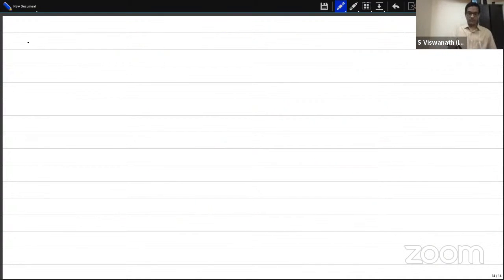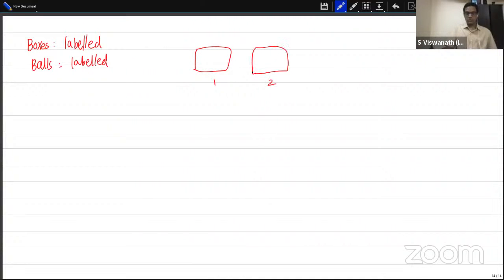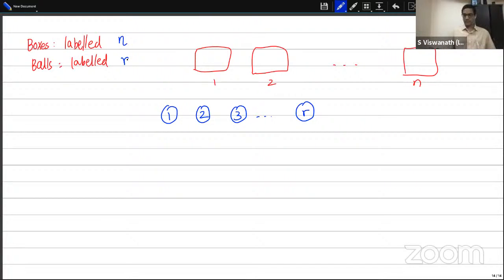So now let's do the next case. Suppose I have n boxes. The boxes are labeled and the balls are also labeled. So what does this mean? I now have n boxes, 1, 2, 3 till n, and I have to distribute among them, not n, r balls, which also come with labels. So I have r labeled balls to be distributed among n labeled boxes. So everything is distinguishable. That's the point.